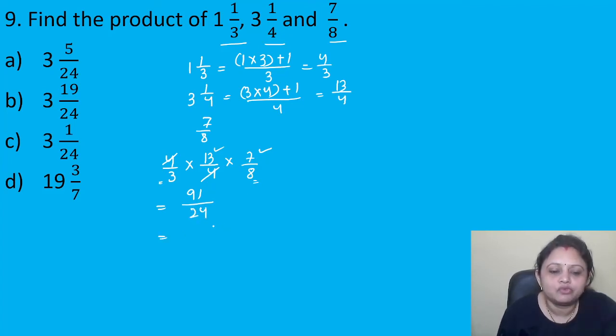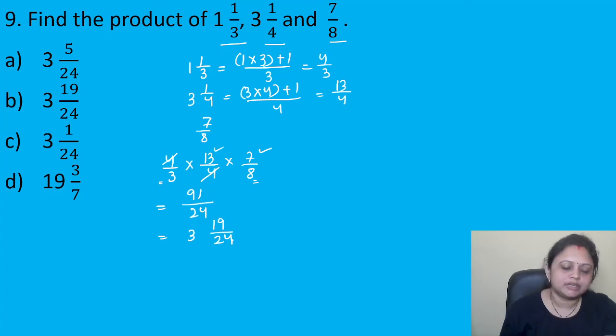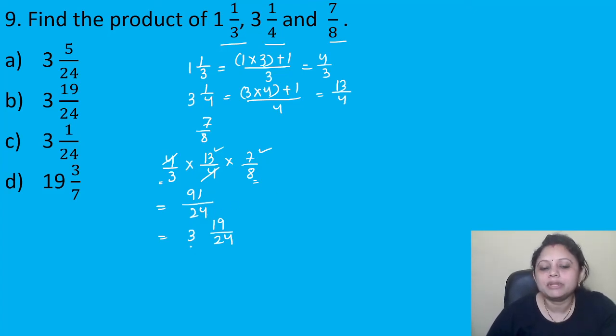91 by 24. So if we divide it, that will be 3 whole 19 by 24. If you divide 91 by 24, 3 will be the quotient, that is 3 whole, and 19 will be the remainder. So the remainder becomes the numerator, and the denominator remains the same. So it is 3 whole 19 by 24. So the correct answer is option B.